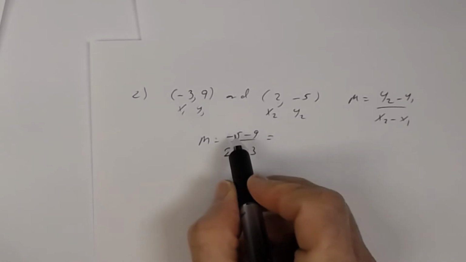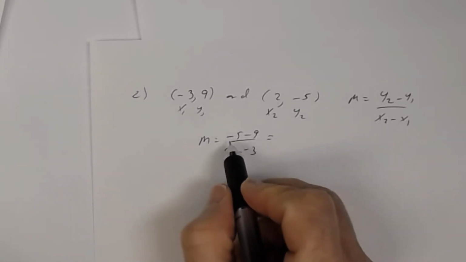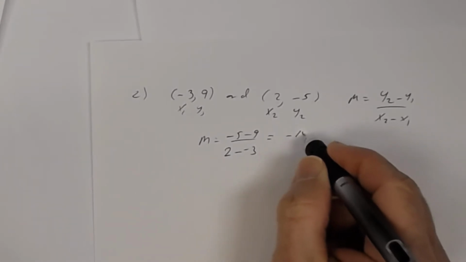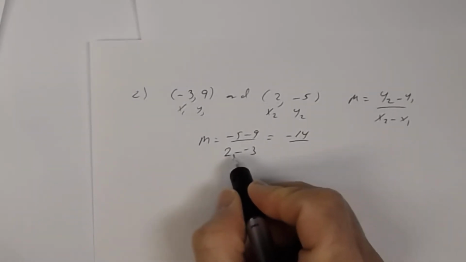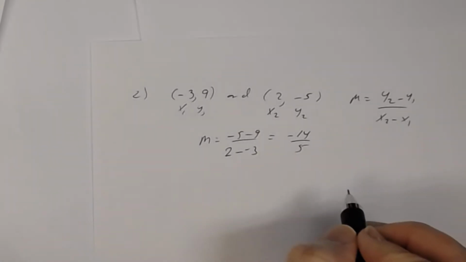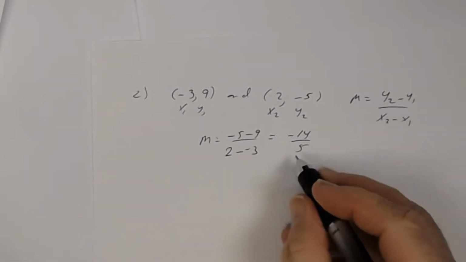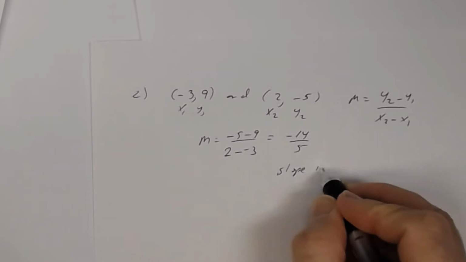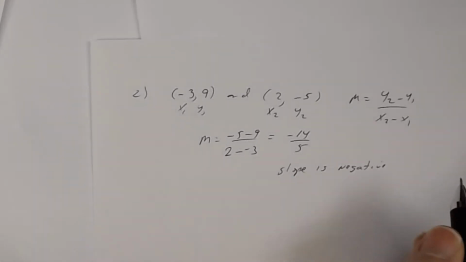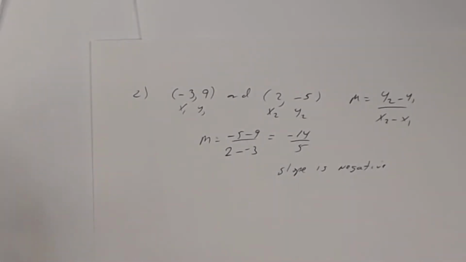So the numerator, if you look at this, -5 subtract 9, that means the same thing as -5 plus the -9, so that's a -14. The denominator, 2 subtract a -3, is a +5. So there's a slope. Notice this time the slope is negative, right? So let's remind ourselves what it means for the slope to be negative.